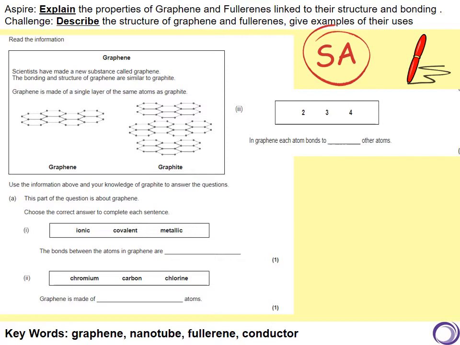So the bonds between the atoms in graphene are covalent bonds, and graphene is made of carbon atoms, and in graphene each atom is bonded to 3 other atoms.